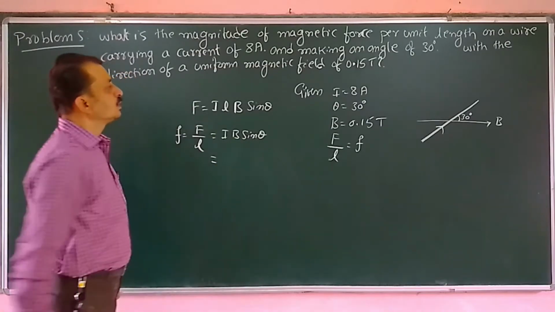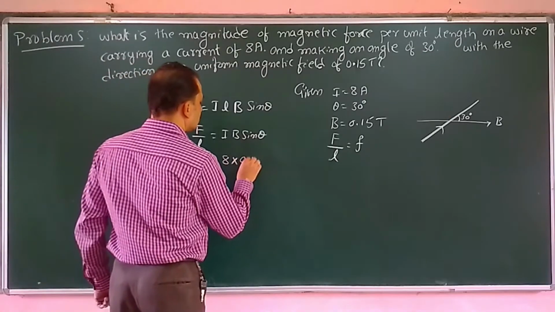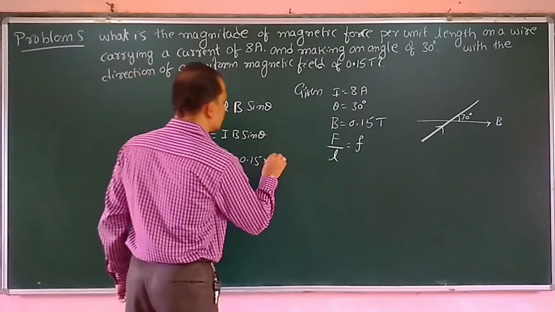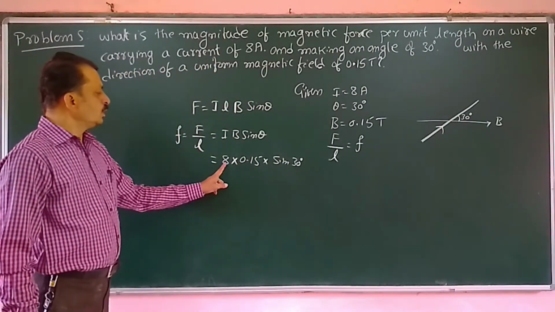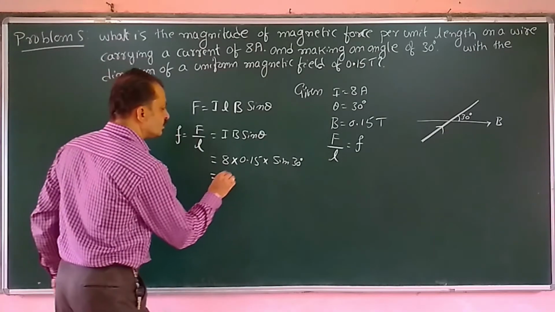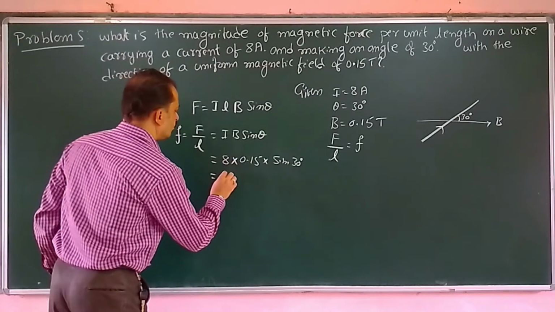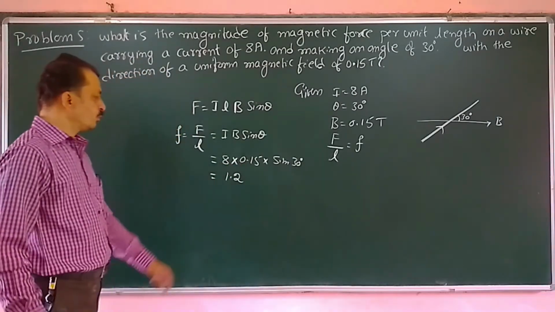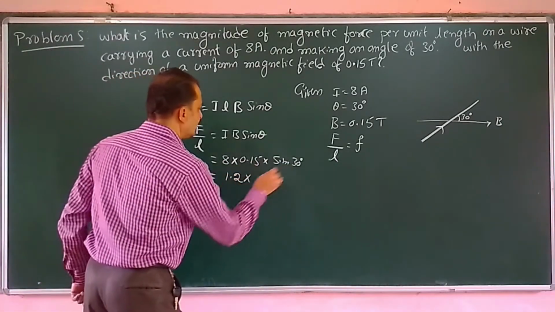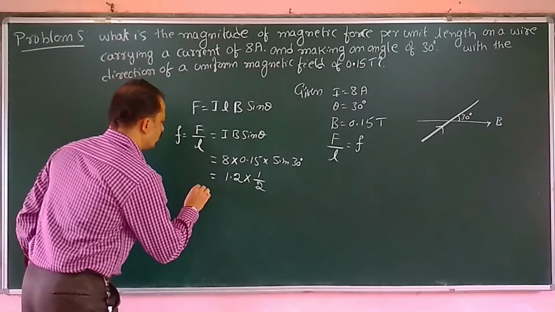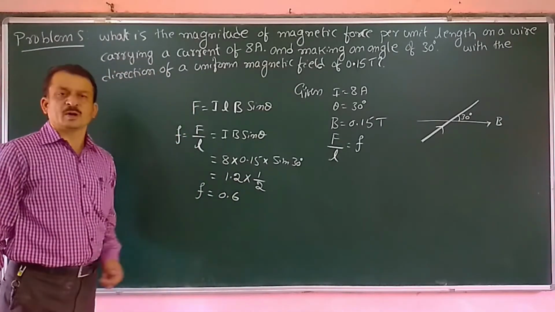Now, work out this one. I is 8 and the magnetic field is 0.15 into sine 30 degree. So 0.15 into 8, if you multiply this one, 15 8s are 120, therefore it is 1.2 into sine 30, which is half. Therefore, force per unit length is 1.2 divided by 2, which is 0.6.